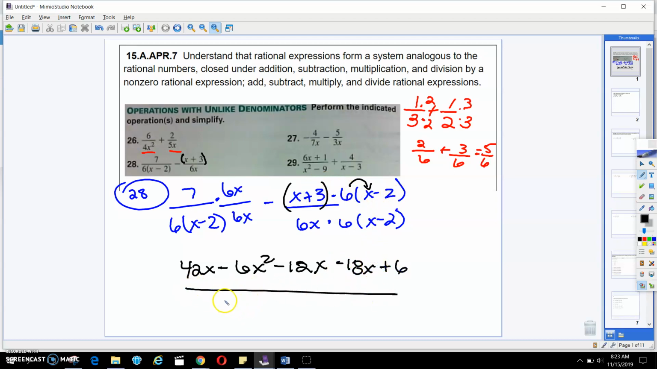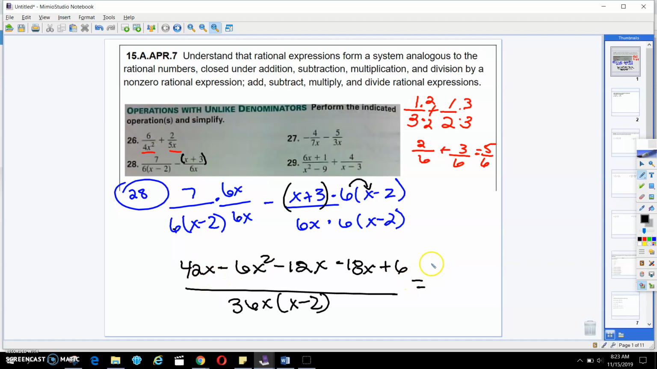All over 36x times x minus 2. The reason why I'm writing this as 36x is because 6 times 6 is going to give me 36. Just going to make our lives a little bit easier. Okay? So we're going to combine our like terms.